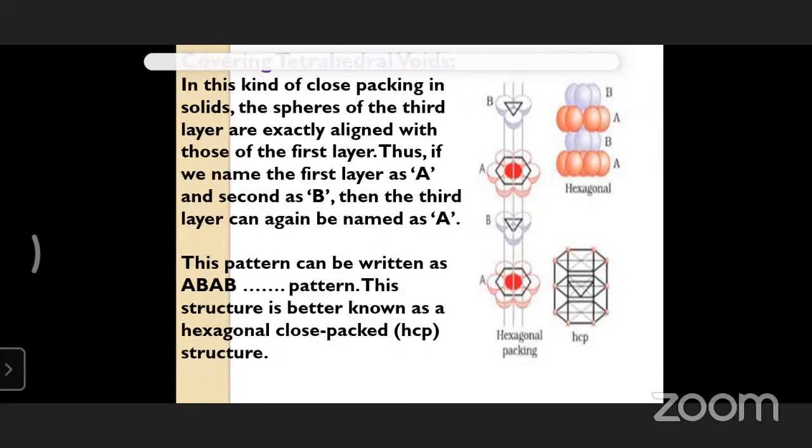And voids are generally of two types: tetrahedral voids as well as octahedral voids. How can we cover the tetrahedral voids? We will see. First of all, let us consider the A layer. After that, the B layer will be there. Then exactly after that, the A layer will be there. So whatever void we got may be covered by the same layer. So how will it be? Let me explain.